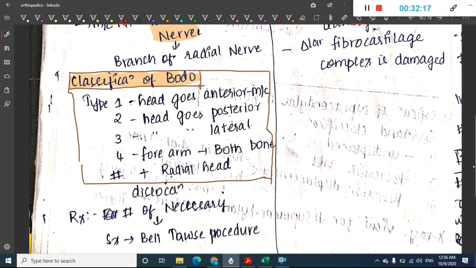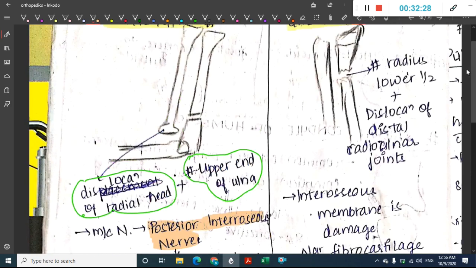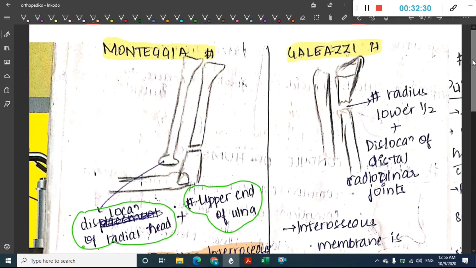This is a fracture of necessity, as I have already said. So which surgery do you prefer in this? In this we do the Boyd procedure, which we do for Monteggia fracture.